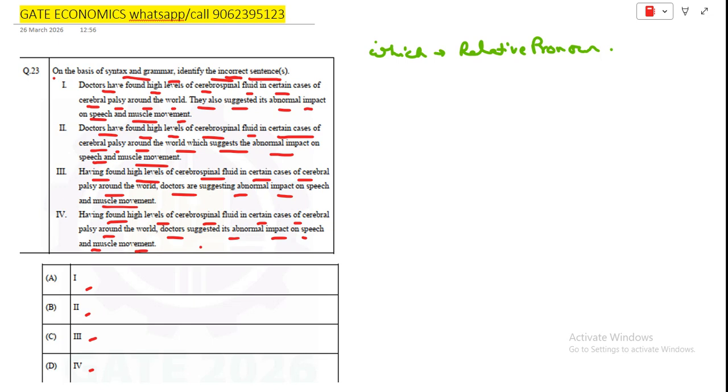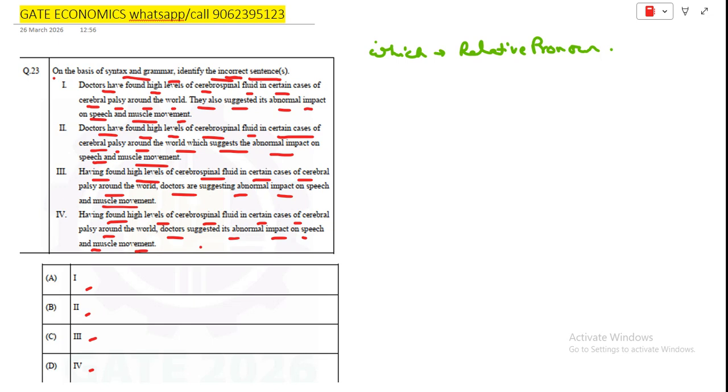For example, I bought a car which is red. Now the car is red. Now the trap is in the sentence 2, the word before which is world. Is the world suggesting the abnormal impact? No. The finding of the fluid is suggesting it, right?